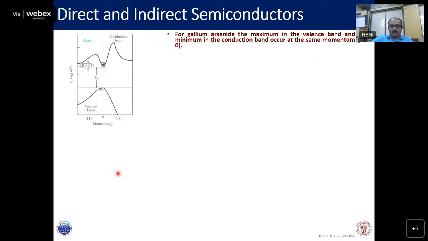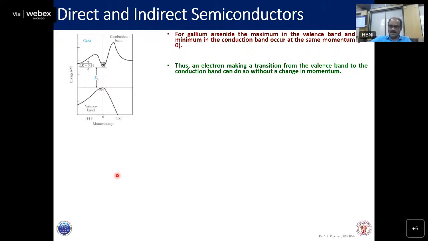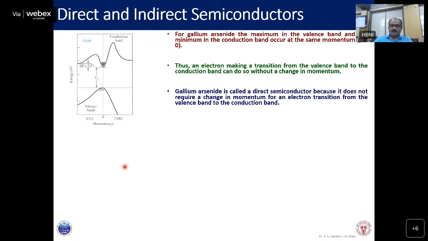So with this, let us see what are direct and indirect semiconductors. For gallium arsenide, the maximum in the valence band and the minimum in the conduction band occur at the same momentum, which is at p equal to 0. Thus, an electron making a transition from the valence band to the conduction band can do so without any change in the momentum. So gallium arsenide is called a direct semiconductor because it does not require a change in the momentum for electron transition from the valence band to the conduction band.